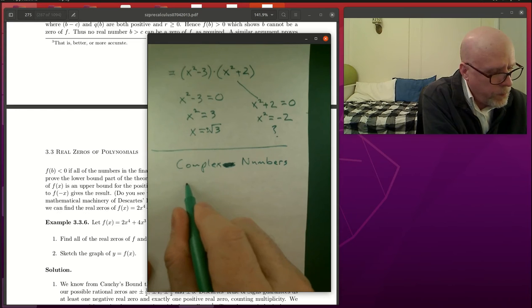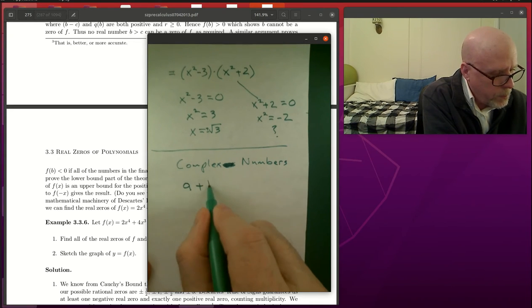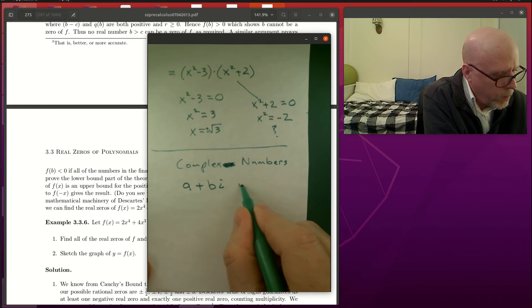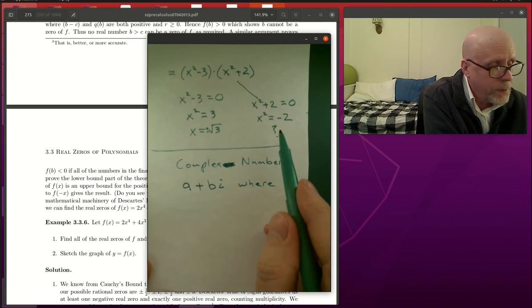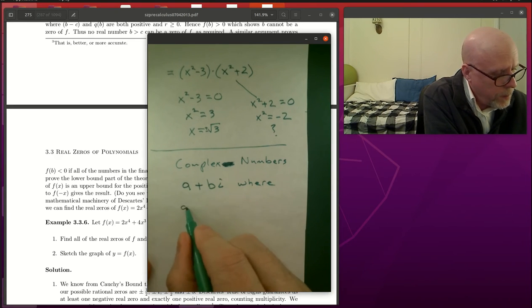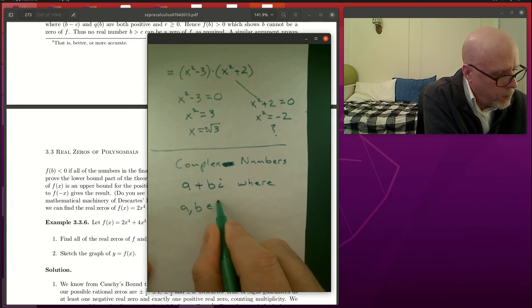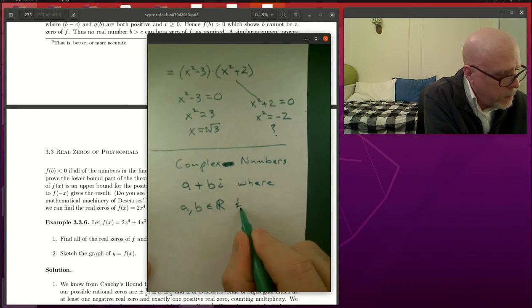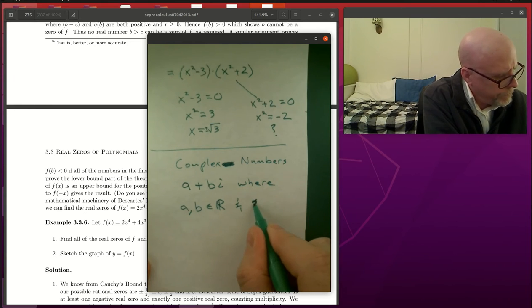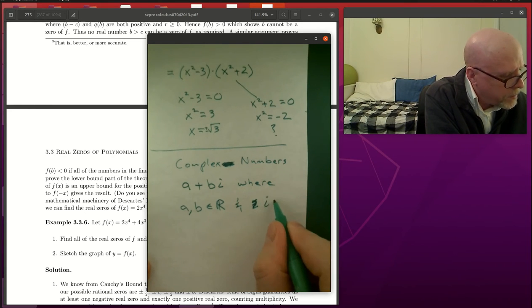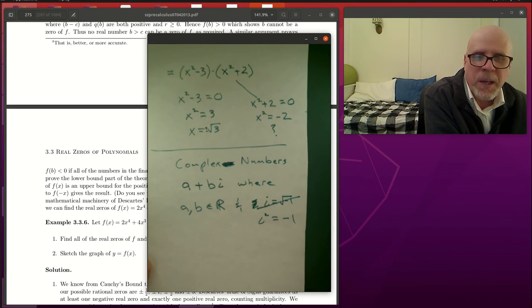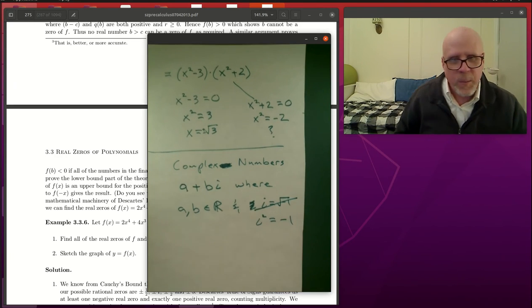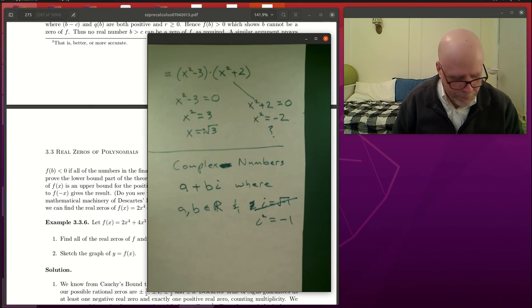These are things that have the following form. They look like a plus bi, where, what's the deal here? A and b are real numbers, and i has this property. It's the square root of minus 1. A and b are in the reals, and people usually write i is equal to the square root of minus 1. I prefer to say what i squared is. i squared would be negative 1.